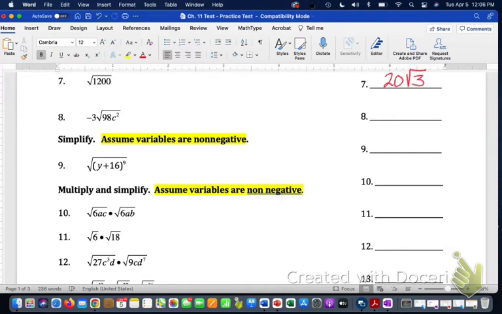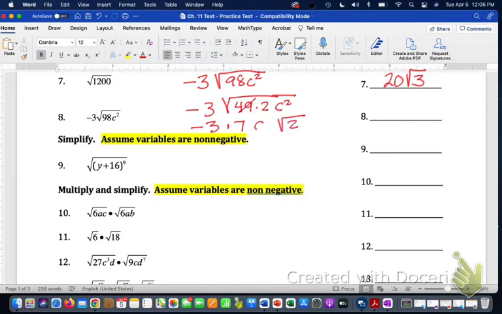Okay? Again, you are getting credit for the work, not necessarily the answers. So the next one, negative 3 times the square root of 98c squared. Now, a lot of the kids told me, oh my God, this is so scary, but just start. It's an even number, so start dividing it by 2. And when you do that, you see you get 49 times 2 times c squared. Negative 3 times 7, right? The square root of 49 is 7. 2 stays under the radical, and c comes out. The square root of c squared is c.